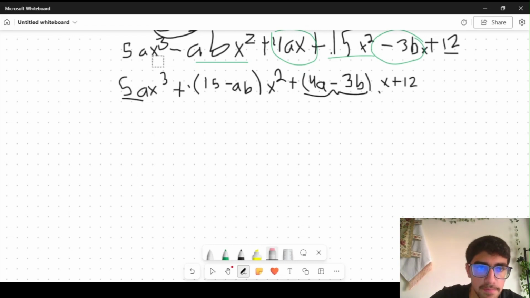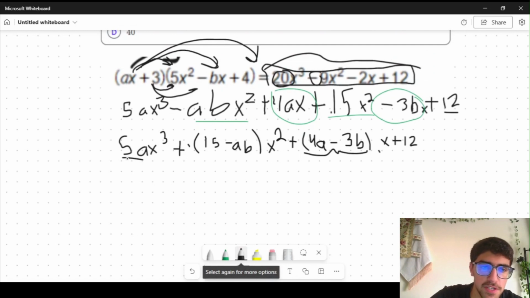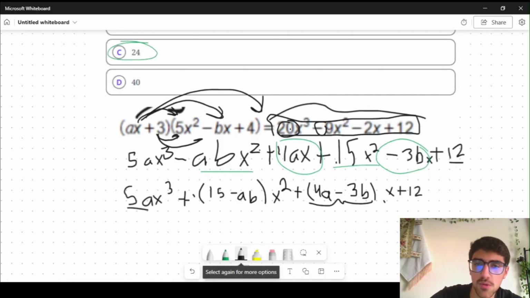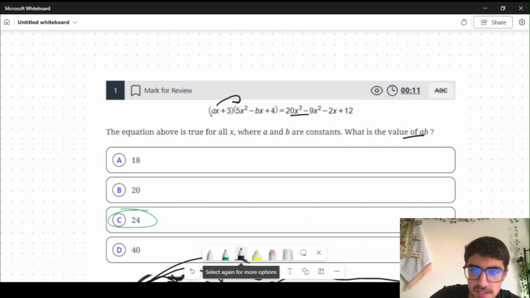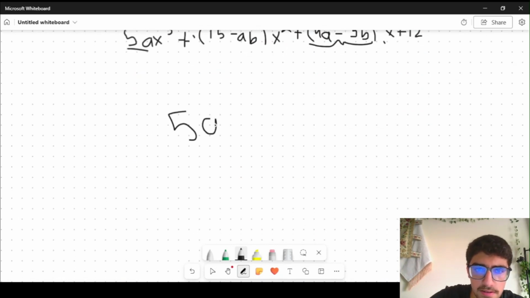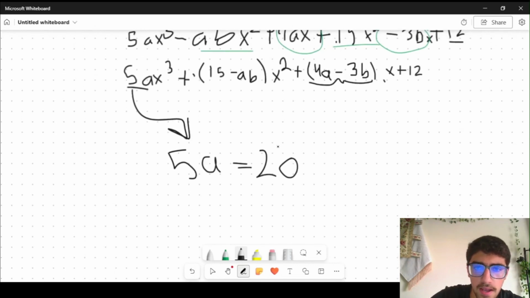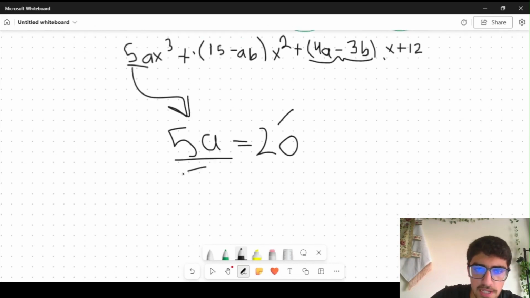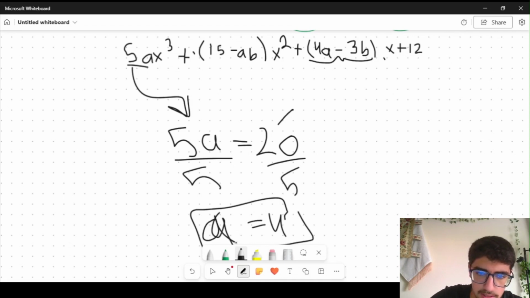So to solve for a, because it's alone, it's easier to solve for it first, and then plug in to find b. So the coefficient 5a before x cubed has to be equal to 20 because the equation is true. So this side is equal to this side. The coefficient before x cubed on that side has to be the same as on this side. So we can set 5a equal to 20. Then you just divide both sides by 5 and you get a equals 4. That is a, not a 9.